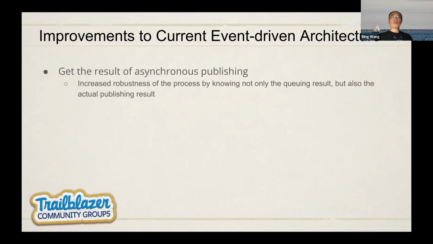So now your process is more robust because you know the queuing result. If something failed, you can do something about it. But also, if you know your publishing failed, then through a callback mechanism, you can do something about it. Either let someone know by messaging or try to requeue some things if that's possible. So it gives you more possibilities.